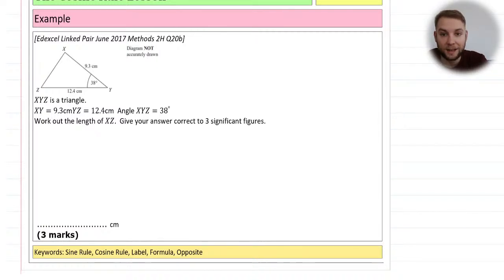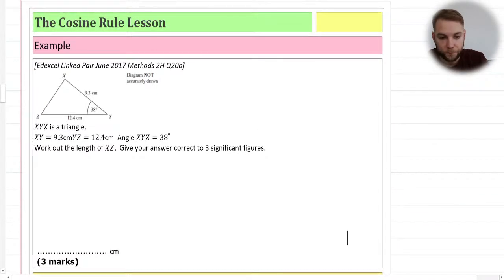So last lesson we had a look at the cosine rule, and we talked about the fact that with the cosine rule, we needed to label our triangle first, we then needed to do our need and got list, and we're going to be using two formulas, one for the sides, which is a squared is equal to b squared plus c squared minus 2bc cos of capital A.